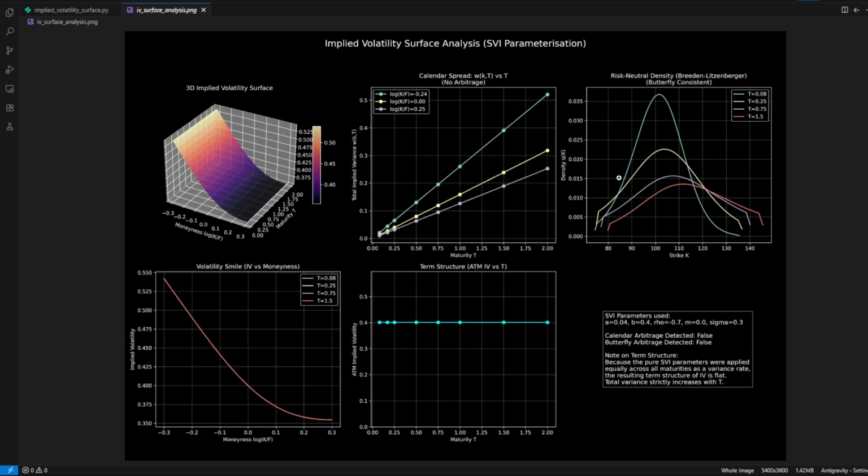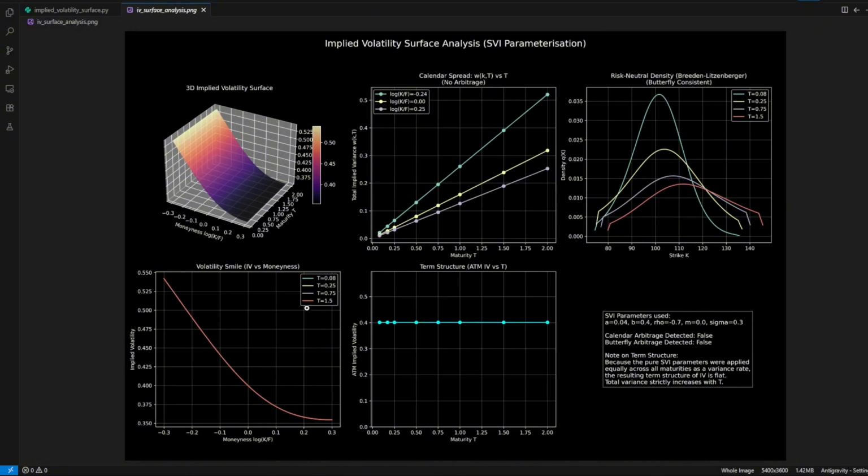And then the extracted probability density q(K) for different maturities. The curves fan out and flatten for longer maturities, representing the increasing uncertainty, and remain strictly above zero, confirming the butterfly consistency.